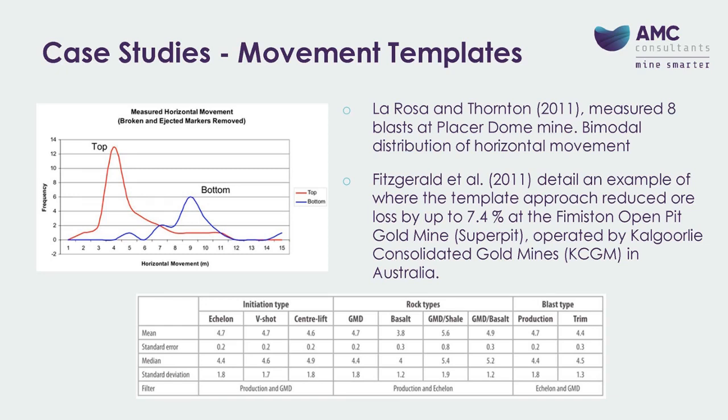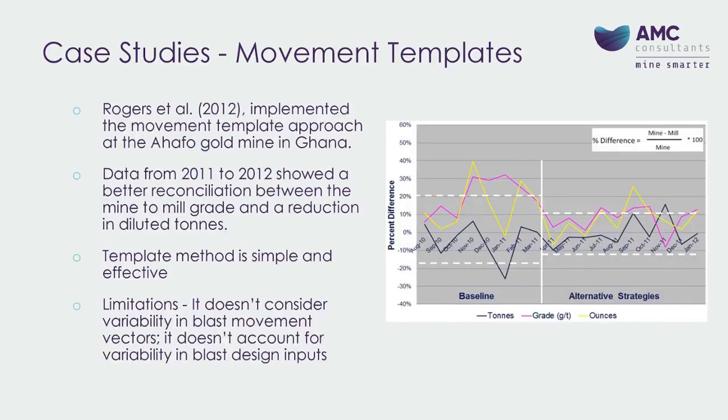Fitzgerald took it one step further in 2011 at the Super Pit in Australia, and he developed a template method for each type of blast in terms of initiation, whether it was free face, echelon or center lift, for each rock type and for each blast type, so production versus trim. I myself conducted a study in 2012 at the Ahafo Gold Mine in Ghana, whereby we found after introducing this template method, we were able to show a better reconciliation between the mine to mill grade and a significant reduction in diluted tonnes for a good part of a year after this method was introduced.